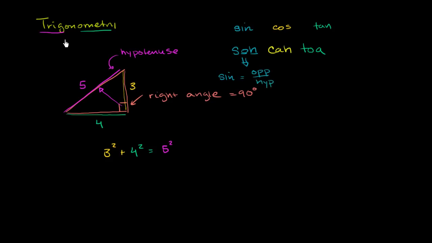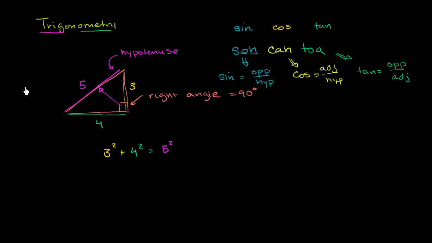This won't make a lot of sense just yet. I'll go into a little more detail in a second. Then cosine is equal to adjacent over hypotenuse. And finally, tangent is equal to opposite over adjacent. So you're probably saying, hey, Sal, what is all this opposite, hypotenuse, adjacent? What are we talking about?